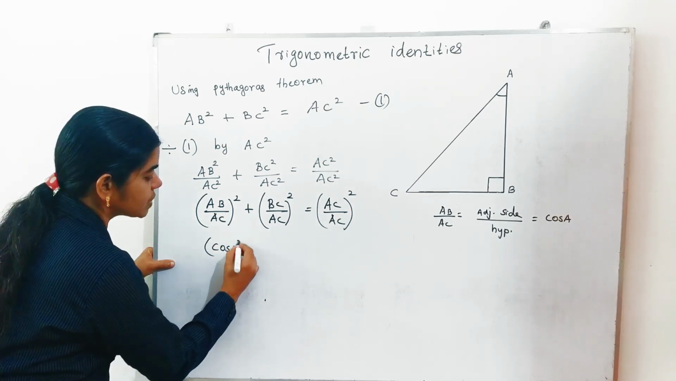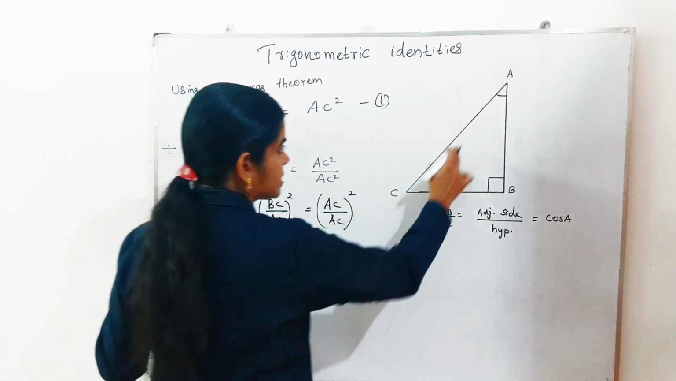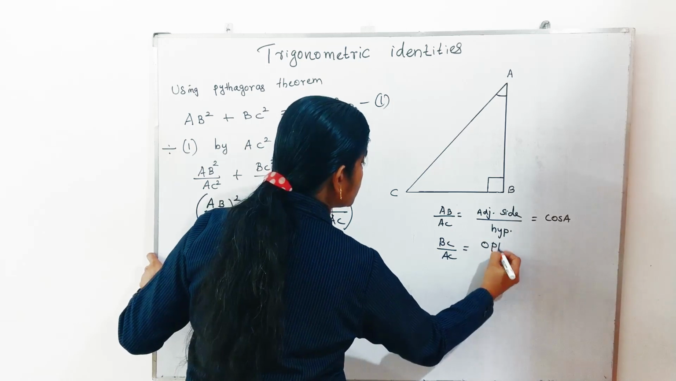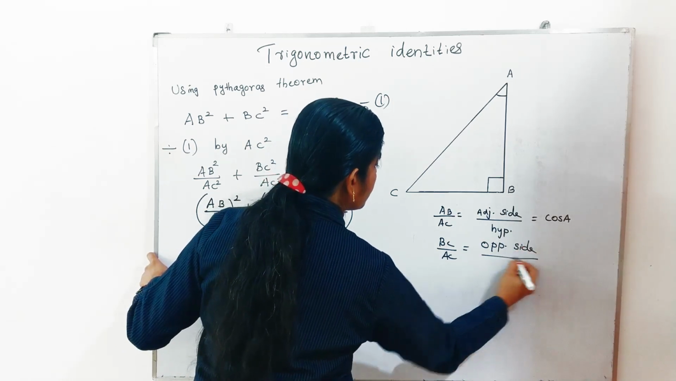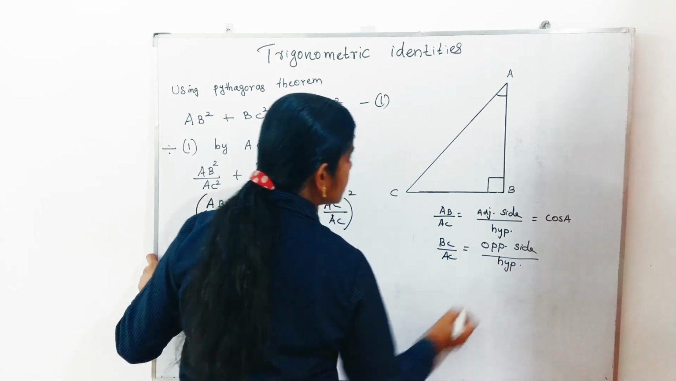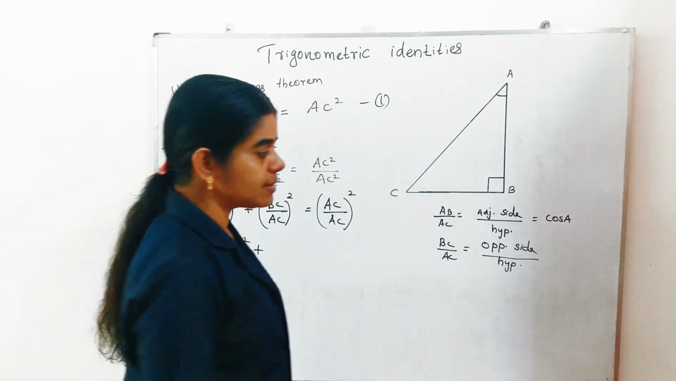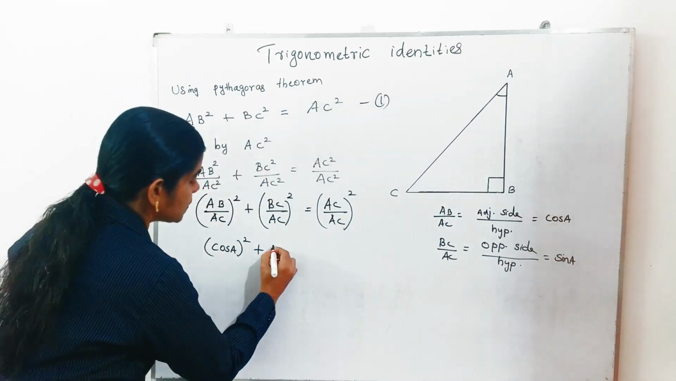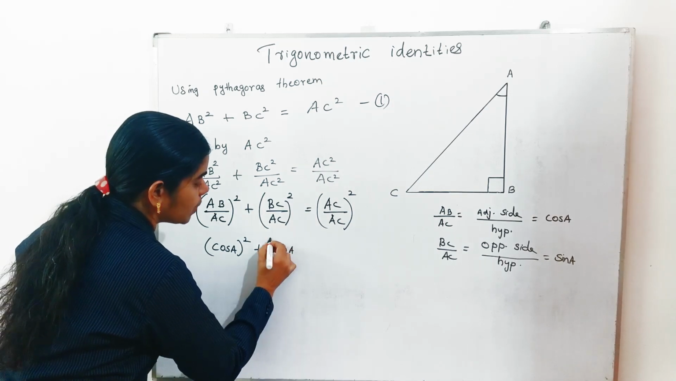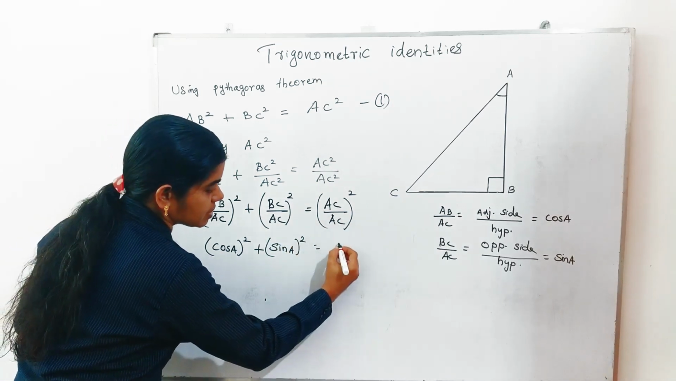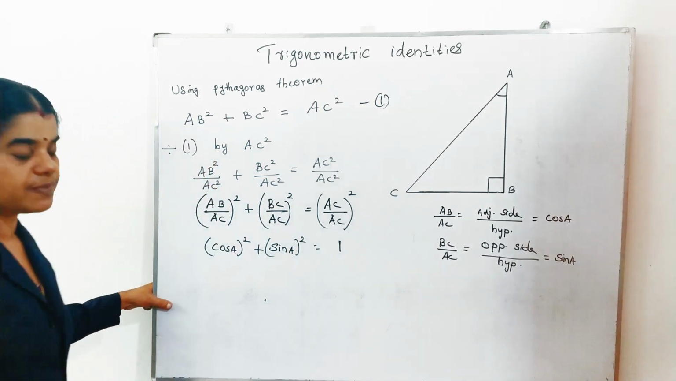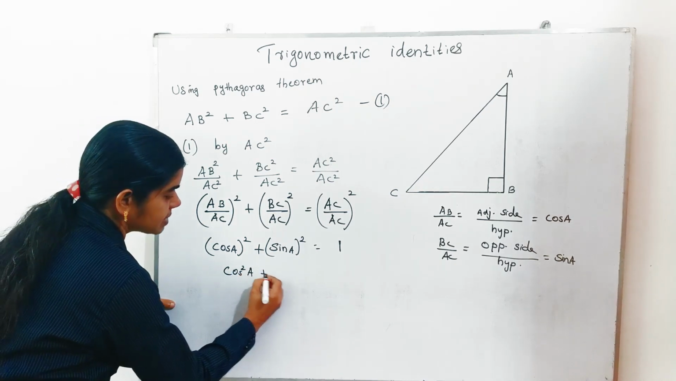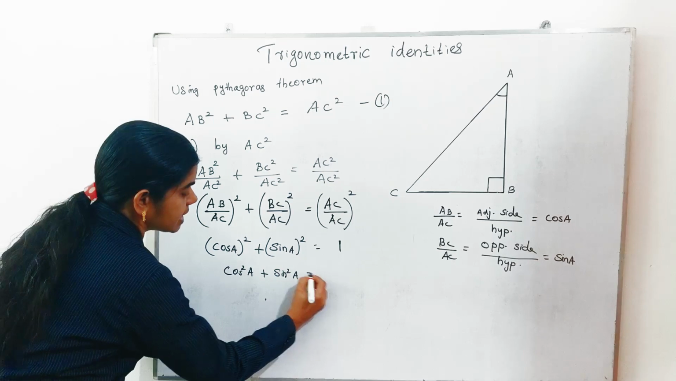So this will be cos A whole square plus BC by AC. BC by AC is opposite side divided by hypotenuse. What is opposite side divided by hypotenuse? That is equal to sine A. So this will be sine A whole square. AC by AC whole square means 1 square, that will be 1. How can you write this whole thing?